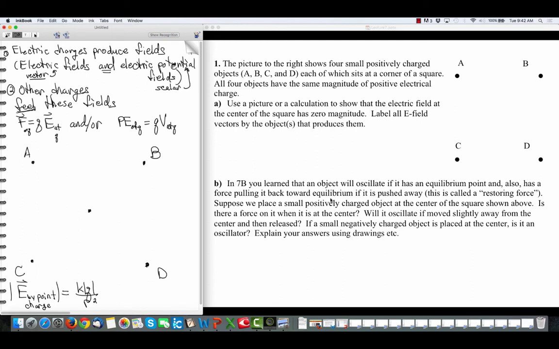Now the question is, is it an oscillator? So is there a restoring force? If you push the small positive charge slightly away from the center, is there a net force pushing it back toward the center? If there is, then it's going to oscillate. And if there isn't, then it won't oscillate. So the first question is about a positive charge. Decide how you're going to answer that one. Then the next question is about putting a negative charge at the center. Is that an oscillator?